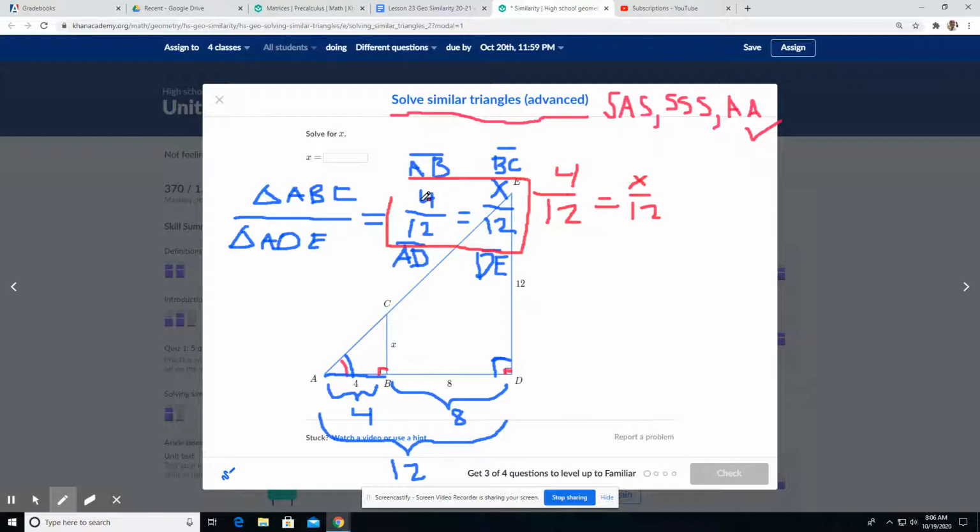12. Let's see. Just getting lost on this. Let's see if I can't organize what I'm thinking. So 4 is the AB portion, and that has to match the 12. 4, AB, matches AD. AD is 12. So 4 to 12.